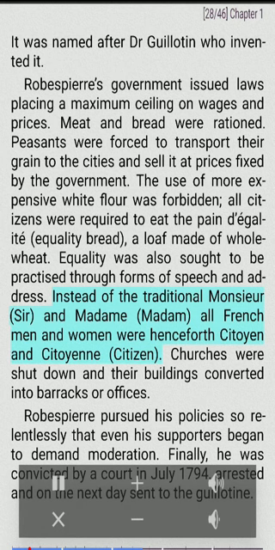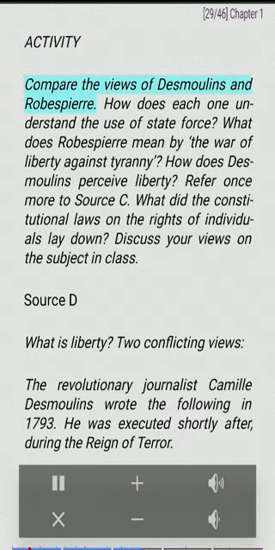Equality was also sought to be practiced through forms of speech and address. Instead of the traditional monsieur, sir, and madame, all French men and women were henceforth citoyen and citoyenne, citizen. Churches were shut down and their buildings converted into barracks or offices. Robespierre pursued his policies so relentlessly that even his supporters began to demand moderation. Finally, he was convicted by a court in July 1794, arrested and on the next day sent to the guillotine.